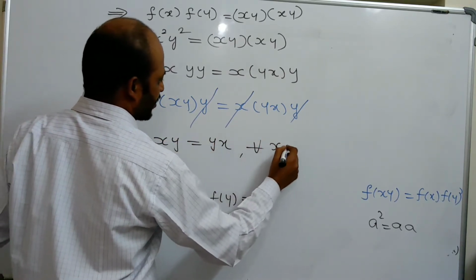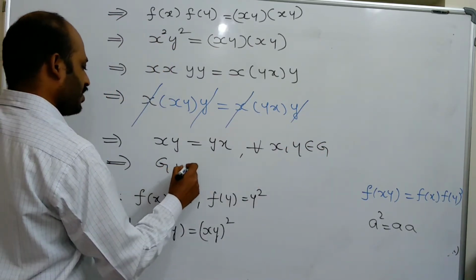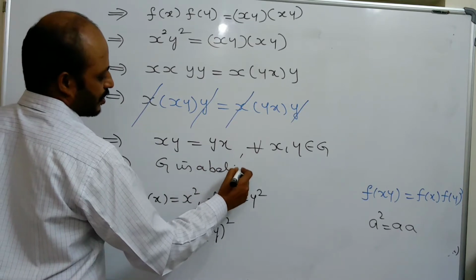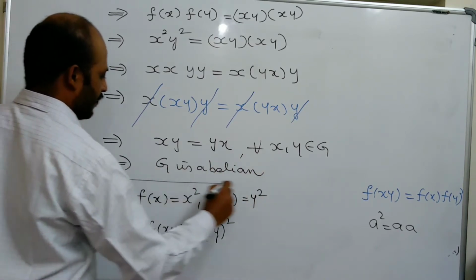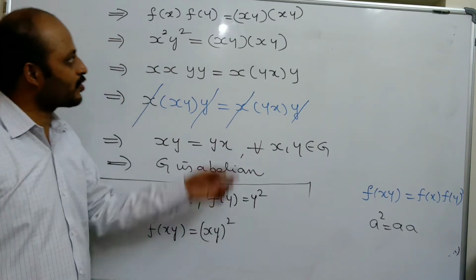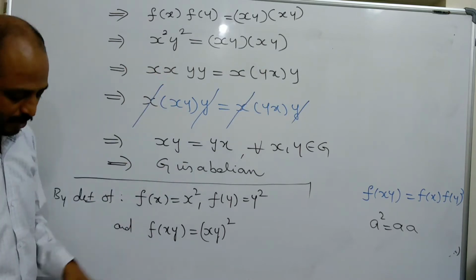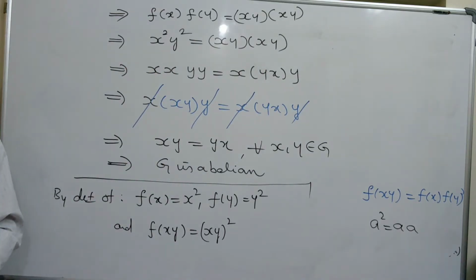This is true for all x, y belongs to G. This shows us the group G is abelian, which is the required solution. So you remember that this term xy whole square can be written in this form xy into xy. That is the key point here. Let us solve the next problem.